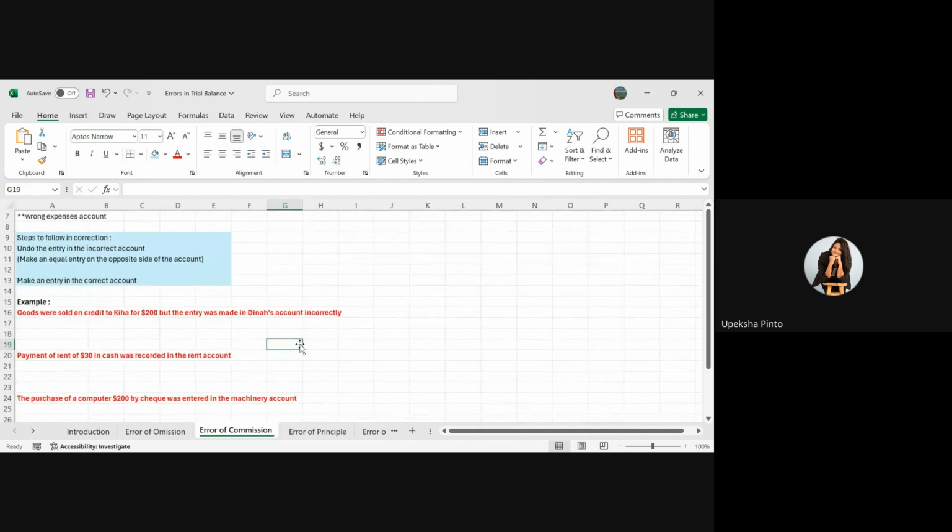Then they have told us here the steps to follow in correction. This is what you should understand so that your answer is going to be pretty easy to do. Right? Undo the entry in the incorrect account, make an equal entry on the opposite side of the account, make an entry to the correct account. I know you still did not understand what exactly is to be done, so let me explain. I'll use two ledger accounts to make things more understandable. So goods sold on credit to Kiha for 200, but the entry was made in Dina's account incorrectly.